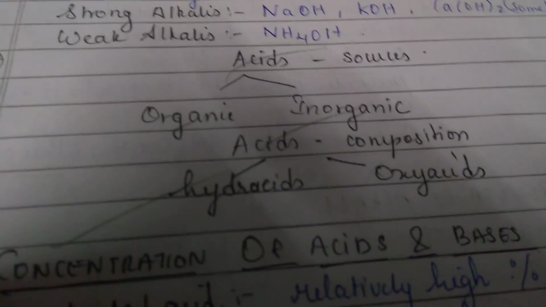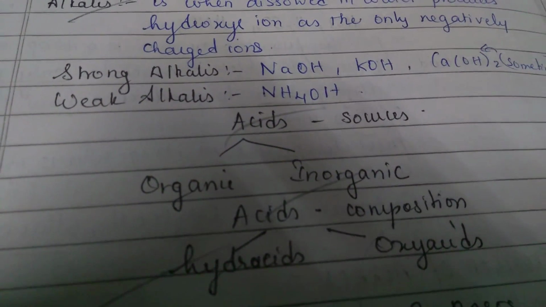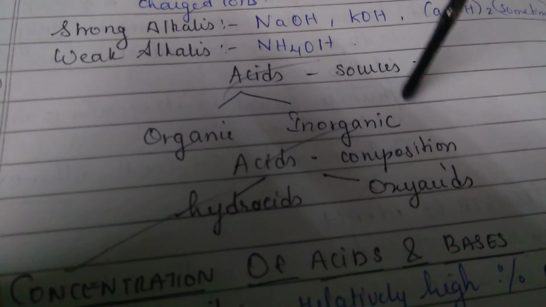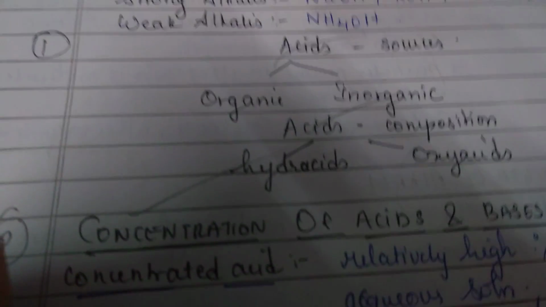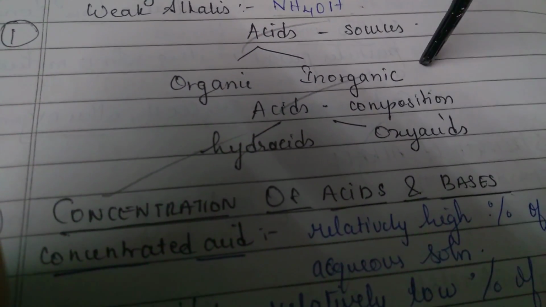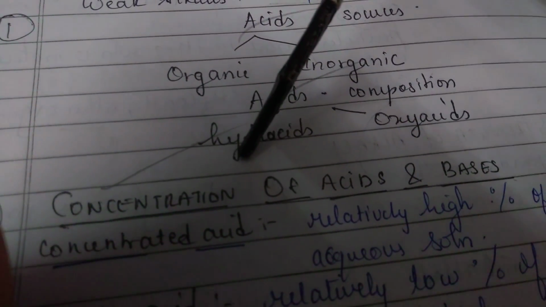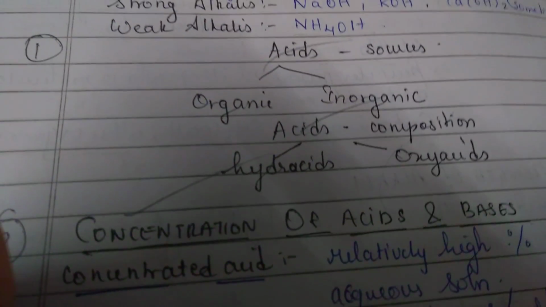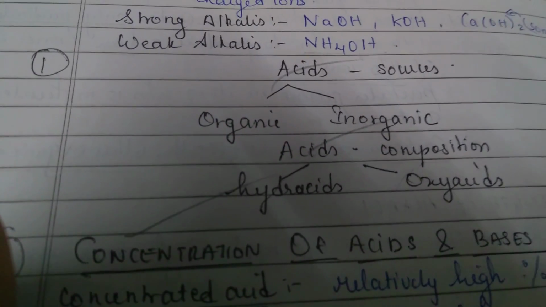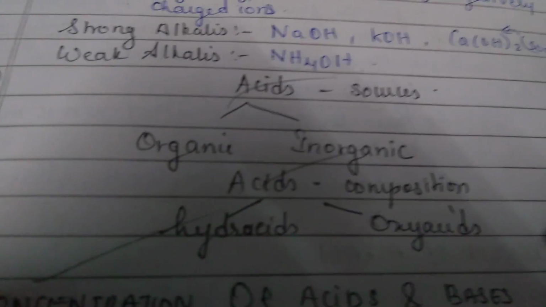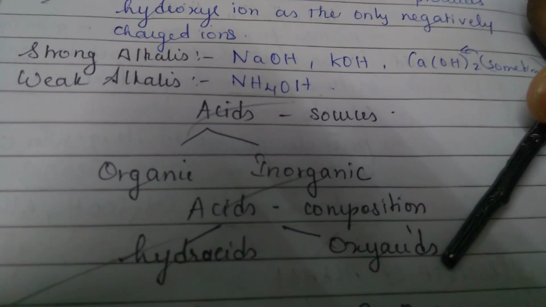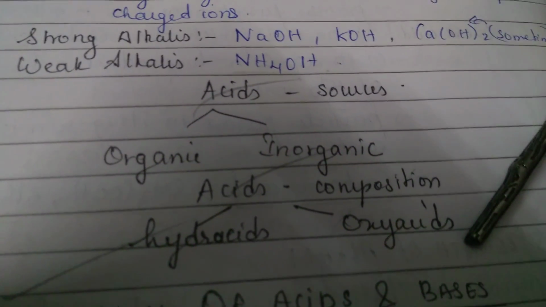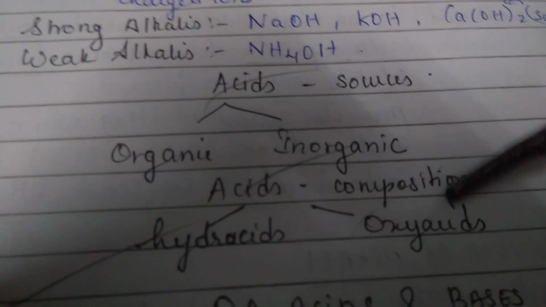Now when we see the classification of acids on the basis of source, there are organic acids and inorganic acids. We'll be mainly dealing with inorganic acids in this chapter. The second classification of acids is based on composition: hydracids and oxyacids. Hydracids consist of only hydrogen and a particular non-metal. Examples: HCl, HI, HBr, etc. And oxyacids contain hydrogen, oxygen and a non-metallic element. Example: HNO3.